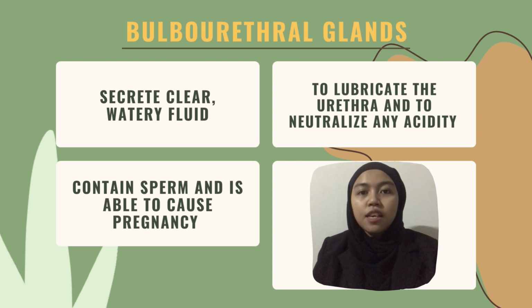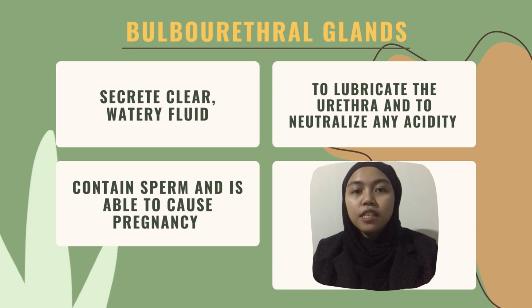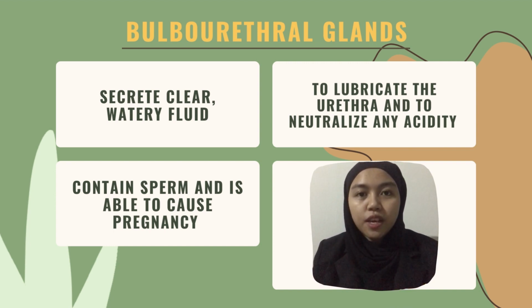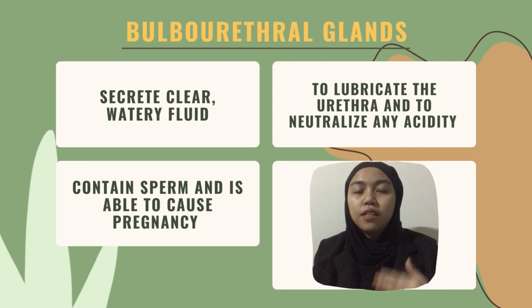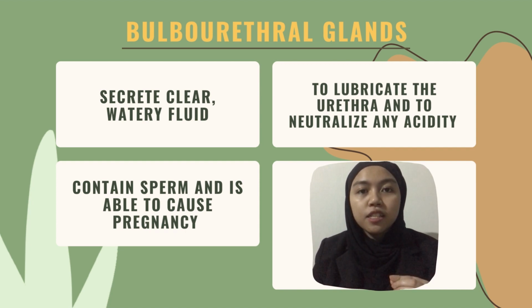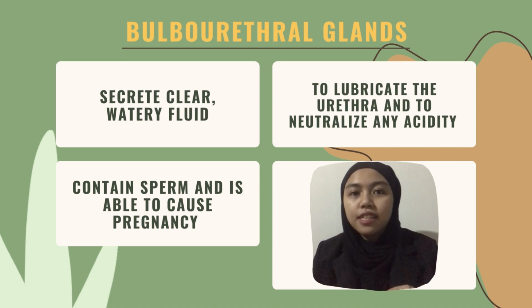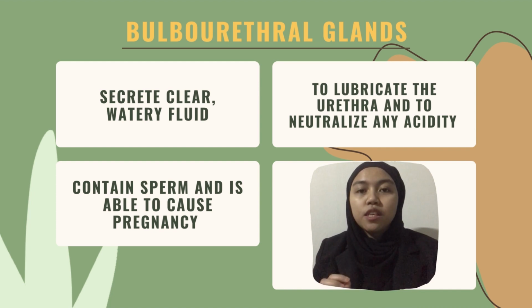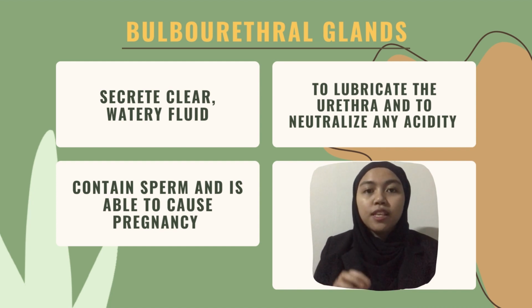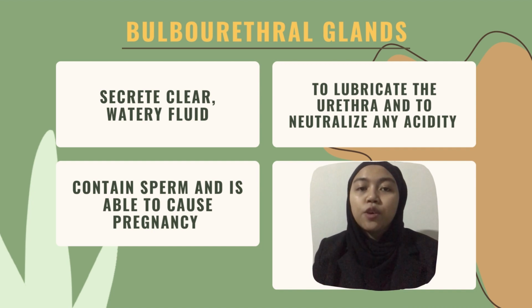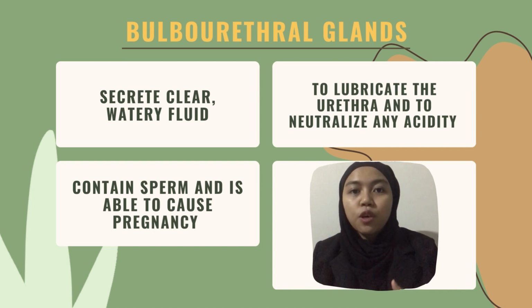The function is that this pea-sized gland secretes a clear and watery fluid that lubricates the urethra in preparation for the passage of the semen, which I have explained before. This fluid serves to lubricate the urethra and to neutralize any acidity that may be present due to residual drops of urine in the urethra. This fluid can contain sperm and it is able to cause pregnancy even if ejaculation does not occur.